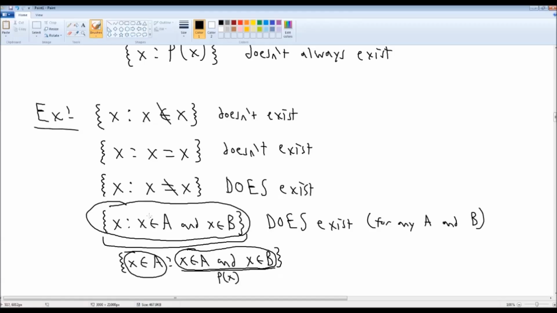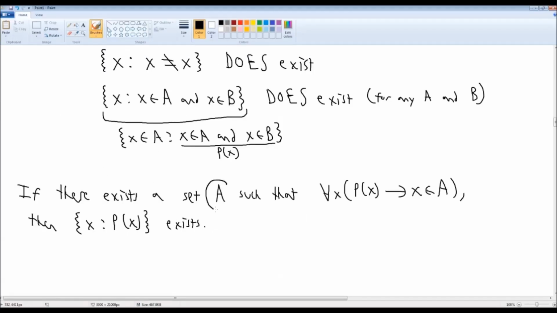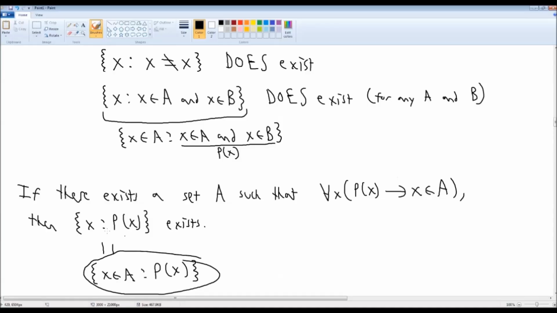Let me summarize that rule for you. Whenever you have some set existing such that for all x satisfying a property, x has to be in the set, then you know that the set of all sets satisfying that property has to exist. If the property can never be true if you're not in A, then we can rewrite this as just the set of things in A for which P(x) is true. And we know this exists by our axiom schema, so therefore this has to exist as well.